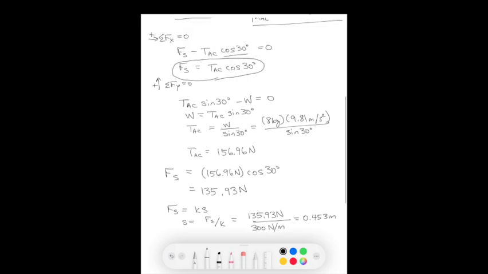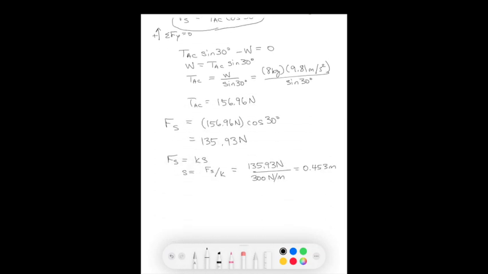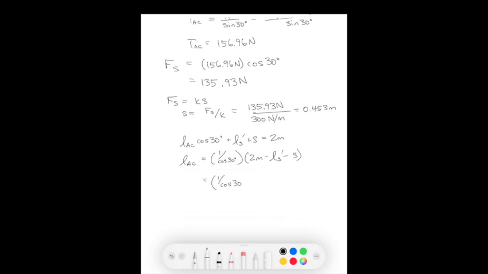We're almost there, so we go back up to our equation here. So we find that the length AC, solve for LAC, when we solve, we find that the answer is 1.32 meters. And that's what we're looking for.